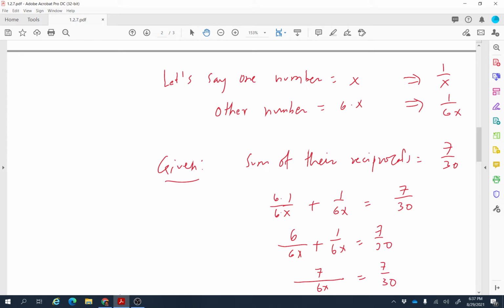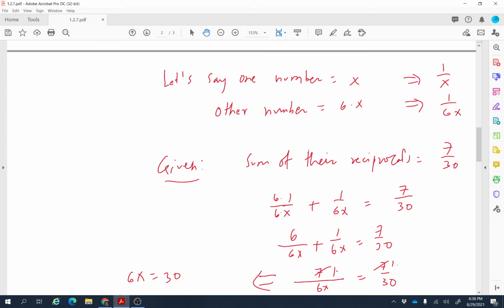So now we need to solve this equation. You can see that there is a 7 here and a 7 here, so we can cancel that, because we can basically divide both sides by 7. Now we can do the cross multiplication. By doing that, we get 6x equals 30. This is 1 and this is also 1, so 6x times 1 is 6x, and 1 times 30 is 30.